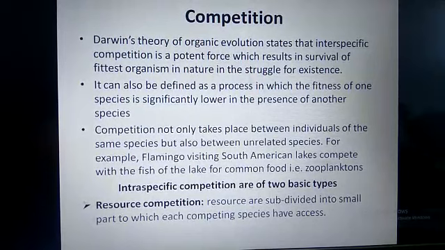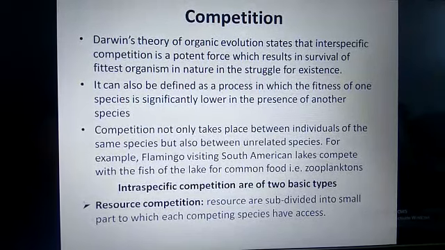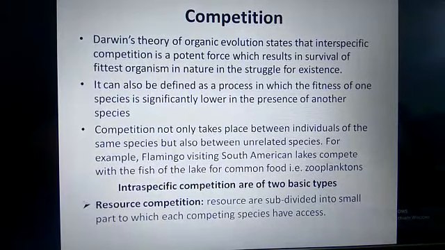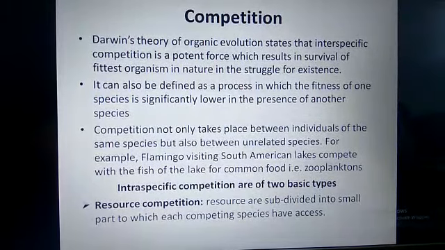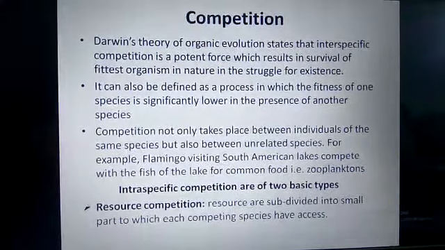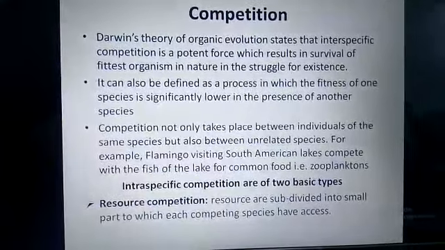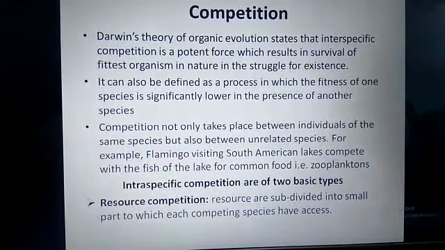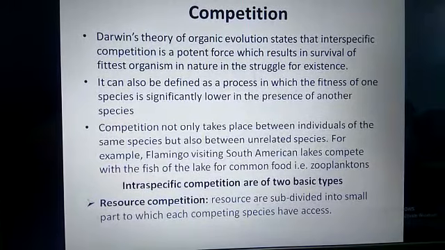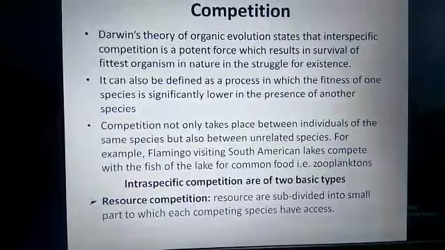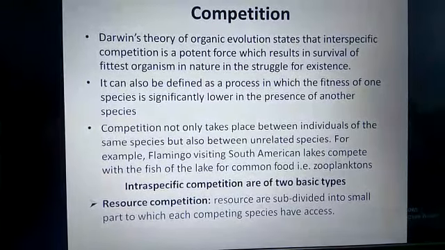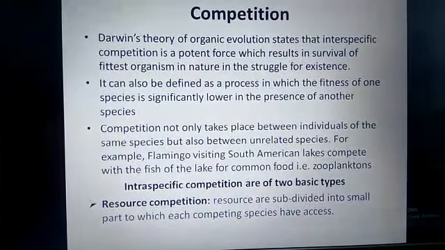So competition takes place between individuals of the same species, and at the same time, it also takes place between unrelated or different species. For example, flamingos visiting South American lakes compete with the fish of the lake for common food. Flamingo is a kind of bird. They compete with the fish of the lake for food, that is zooplankton.